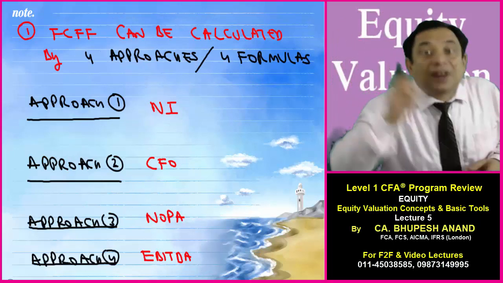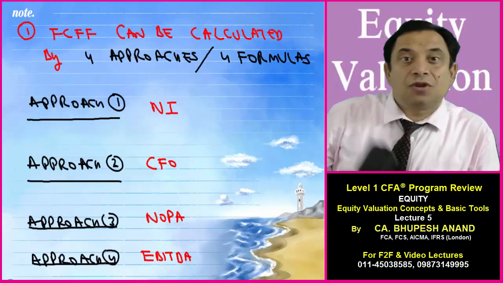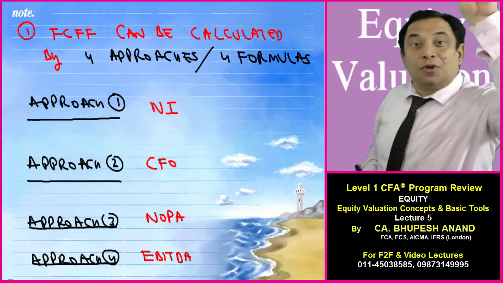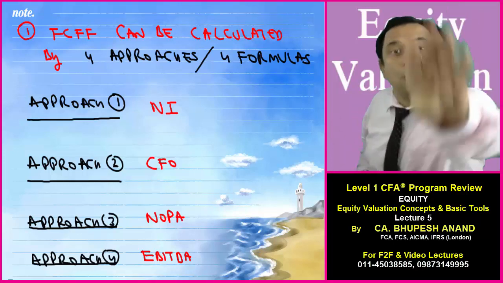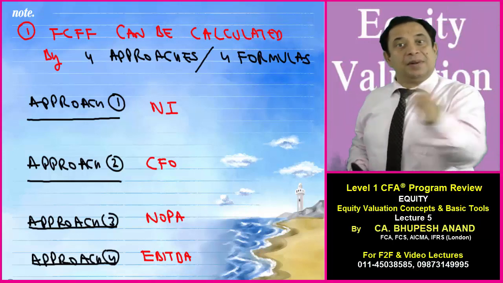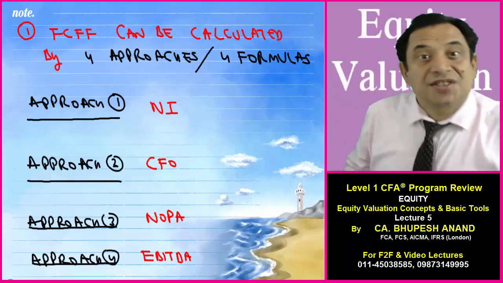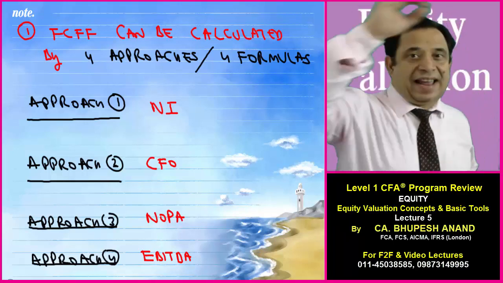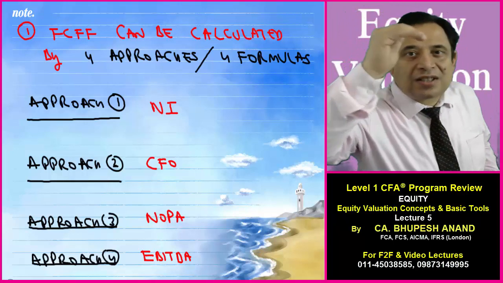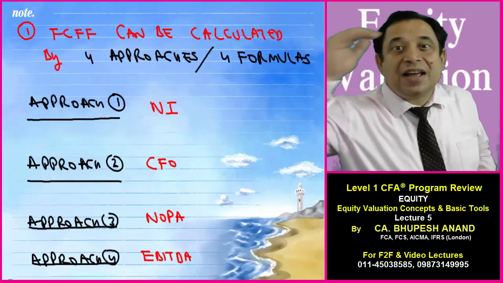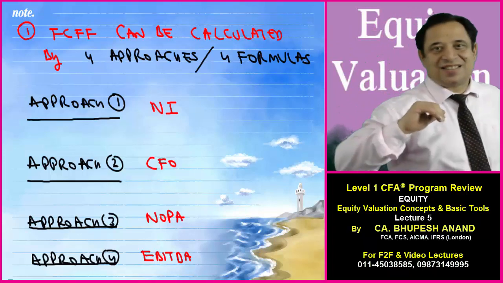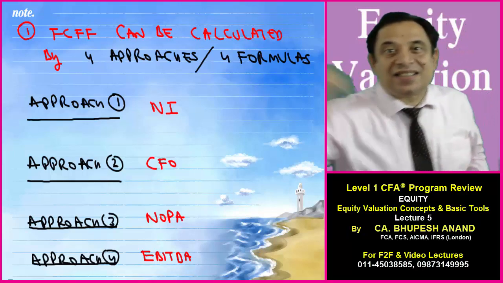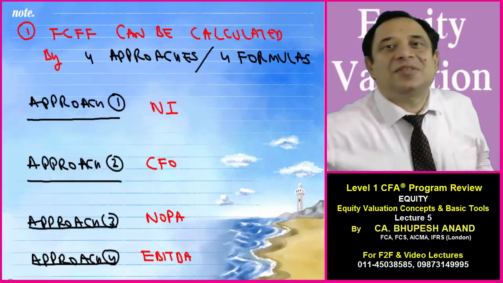The first point is that free cash flow to the firm can be calculated with the help of 4 models, 4 approaches, 4 formulas. I have prepared a summary table for that. The first is the NI approach: NI, that is profit after tax, plus NCC (non-cash charges), plus or minus working capital investment, plus after-tax interest, plus or minus fixed capital investment, and the balancing figure is FCFF.